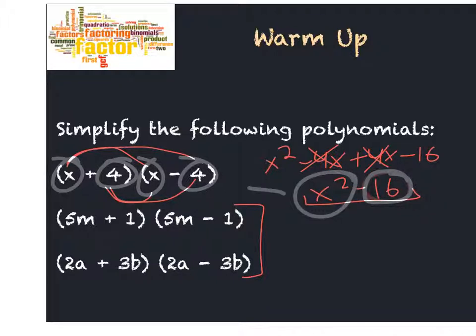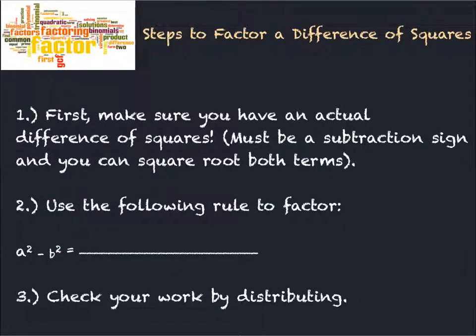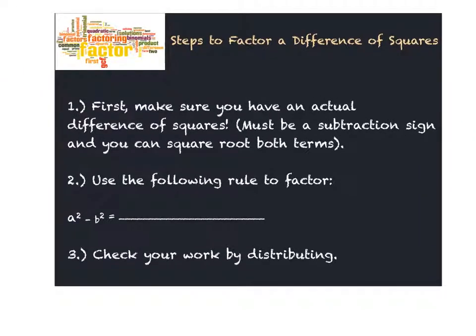So if we have 2 things that we could take the square root of, then we have what's known as a difference of squares, and we could factor this using a special rule that we're going to talk about in the next slide. So here's a special rule. You can go ahead and pause the video and write all this stuff down.